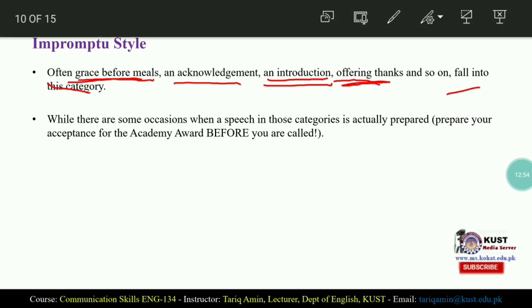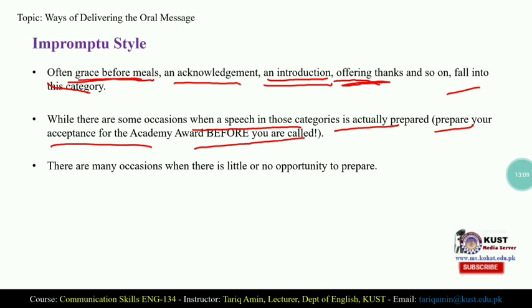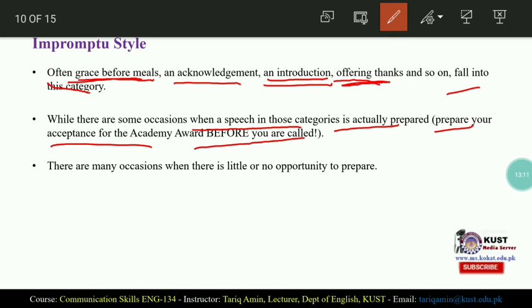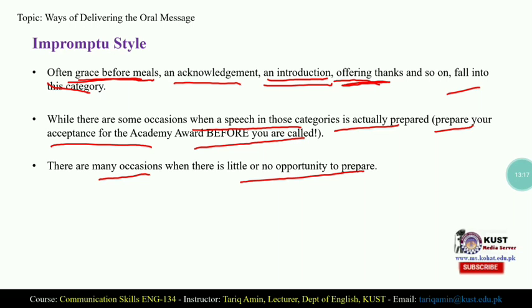While there are some occasions when a speech in those categories is actually prepared, prepare your acceptance for the Academy Award before you are called. There are many occasions when there is little or no opportunity to prepare. You don't have the opportunity to prepare yourself for the presentations. You have little opportunity, or we can say that you have no opportunity.